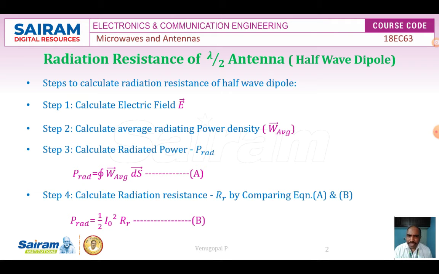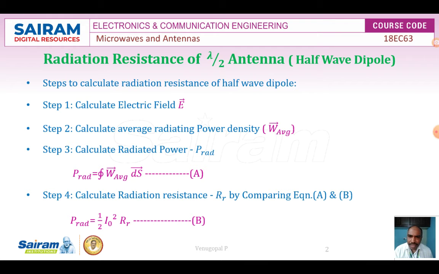And second step is calculate the average radiating power density. Average radiating power density is denoted by W average. Next step is calculate the radiated power using this average power density. Using this average power density, we can calculate the radiated power, which is equal to the average power density integrated over the elementary surface area, ds.